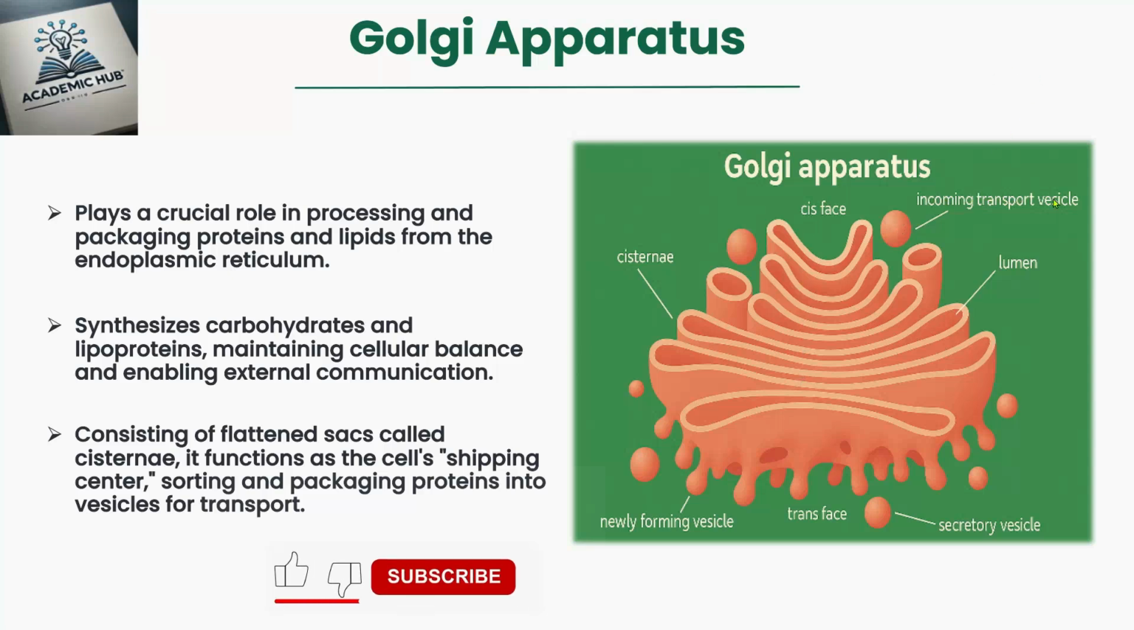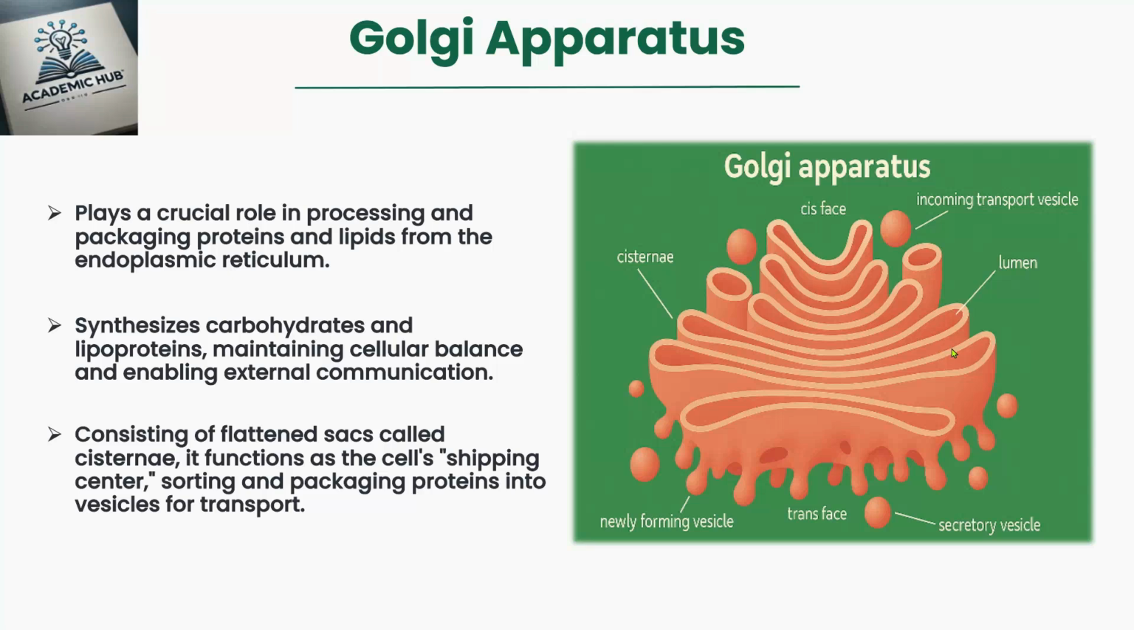And these are the incoming transport vesicles, and this is the newly forming vesicles, because the overall function is also done by vesicles. And this hollow, lengthy structure is known as the lumen. So this is the structure of the Golgi apparatus.